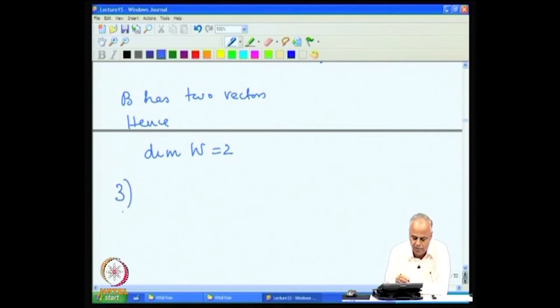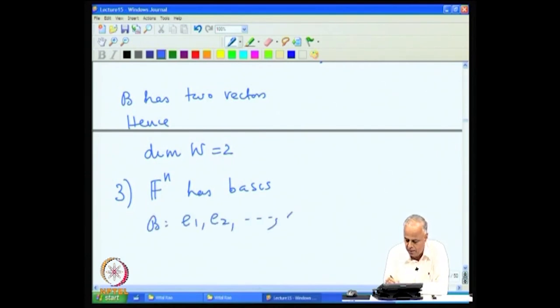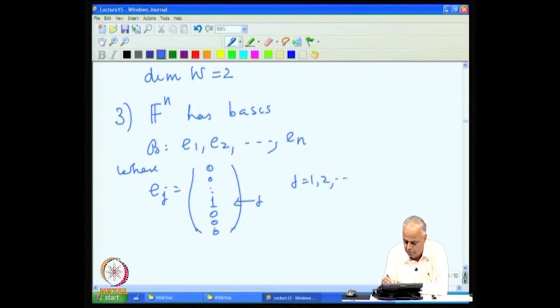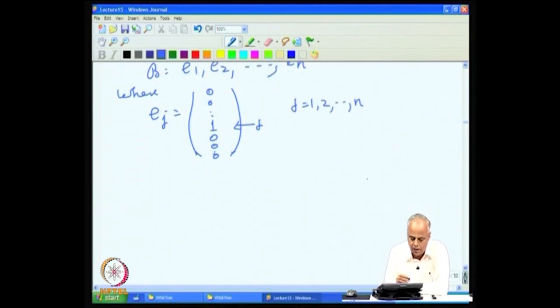And now, extending this idea of F3 to Fn, the vector space Fn has basis E1, E2, etcetera, En, where Ej has 0, 0, etcetera, until you come to the jth component, which is 1, and all the others are 0, for j equal to 1, 2 up to n. This is the basis for Fn, and since B has n vectors in it, the dimension of Fn is n.